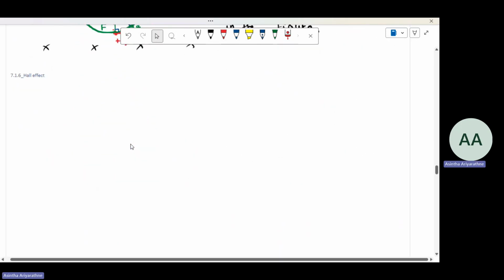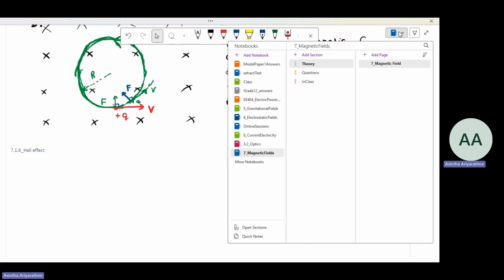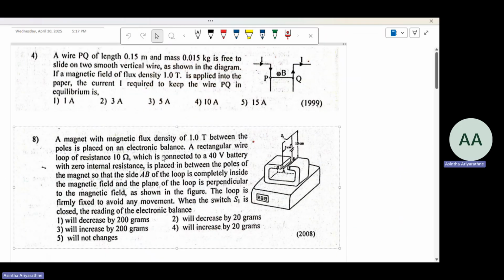Before moving on to the next section, let's try some additional questions from the previous lecture that we already learned.